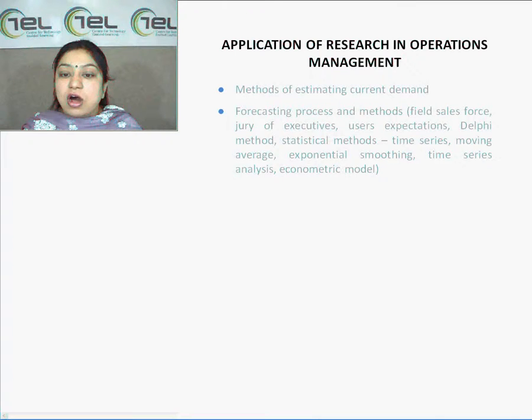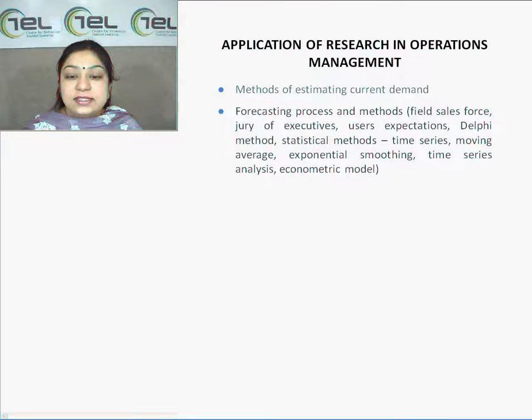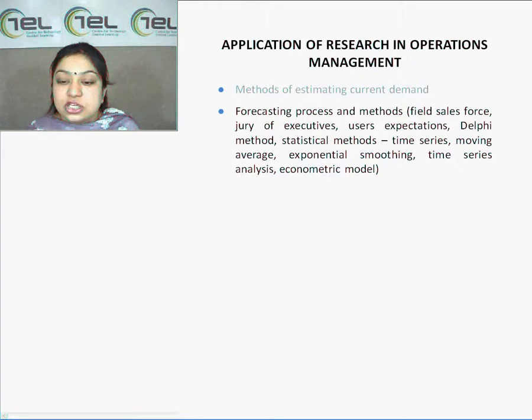Now, application of research in operations management. This is the second field of management where research is being applied. Operations research tries to find out the method of estimating the current demand. Under this, you try to identify the various operations in the department where the research can be applied. Next is the forecasting process and methods.